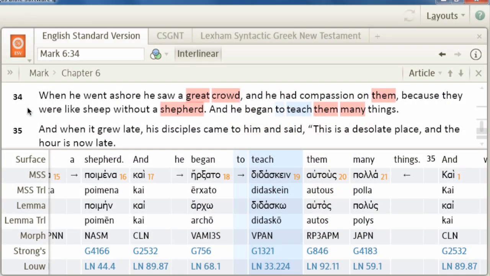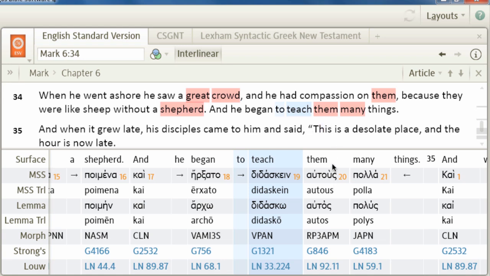Mark 6:34 reads, "When he went ashore, he saw a great crowd, and he had compassion on them, because they were like sheep without a shepherd, and he began to teach them many things." We can see that we have quite a few words highlighted in English for us, because the underlying Greek words are in the accusative case. For our example, we just want to look at the last two words here.